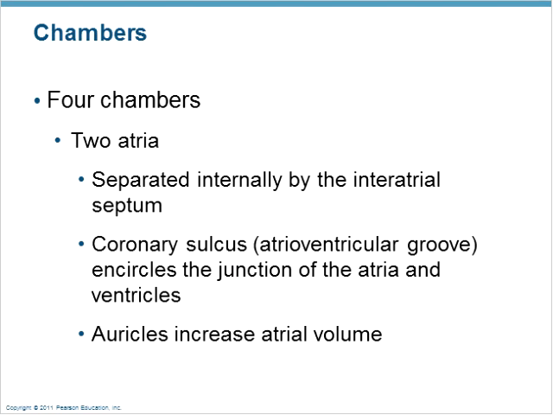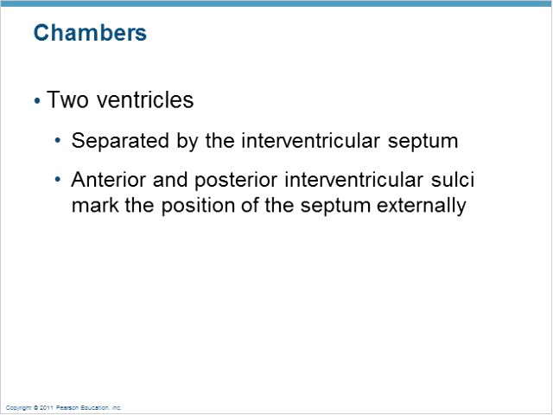There are 2 upper chambers called atrium, or each one is an atria. They are separated internally by an interatrial septum. Septum means a separator. There's a coronary sulcus, which is the atrioventricular groove, which encircles the junction of the atria and the ventricles. And the auricles increase the atrial volume. We'll show you. The 2 lower chambers are the ventricles, and they're separated by the interventricular septum. They have an anterior and posterior interventricular sulci, which mark the position of the septum externally.